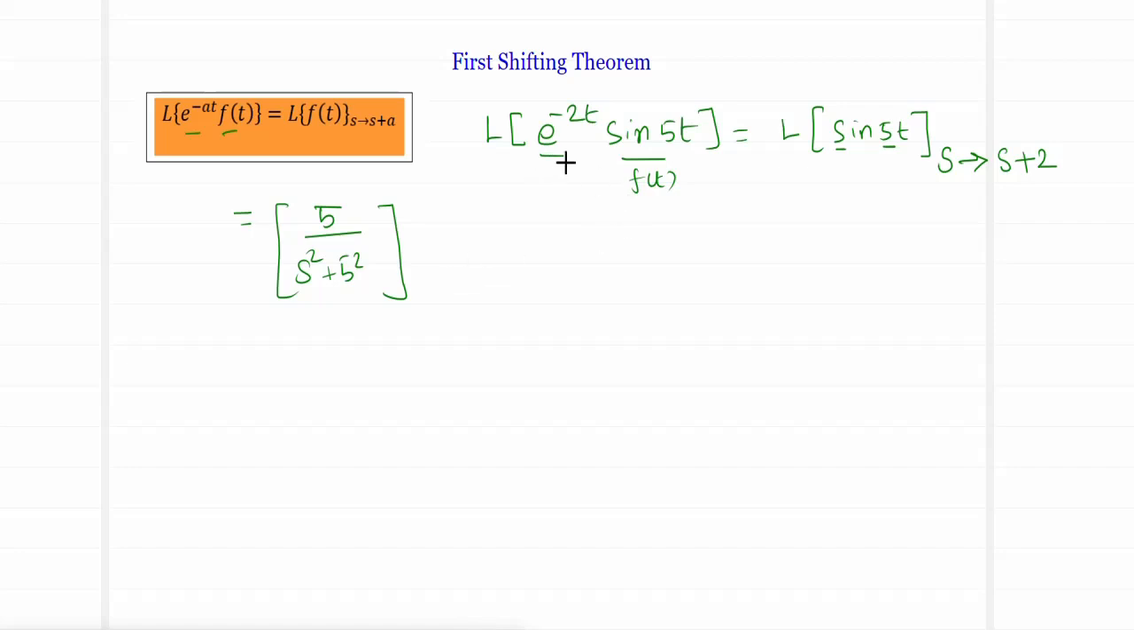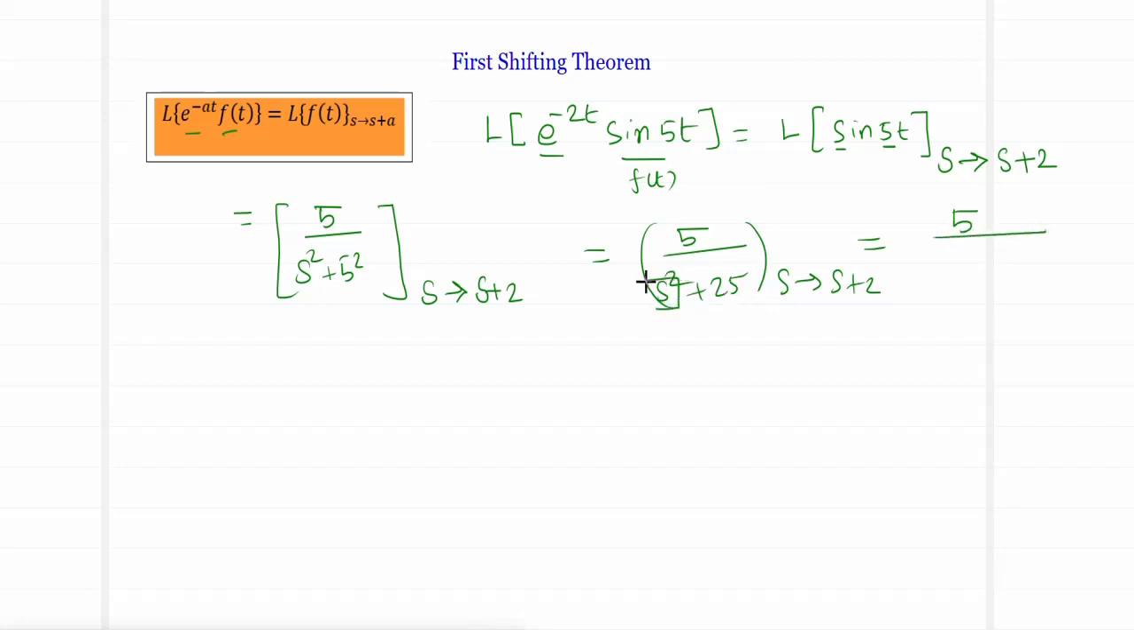And now what does this exponential function do? It shifts wherever it finds s with s plus 2. So now this gives me 5 divided by s square plus 25 when I expand this with s moving to s plus 2. Hence, it provides me with 5 divided by, where do I find an s? Here I find an s. So this s over here is replaced with s plus 2, the whole square plus 25.